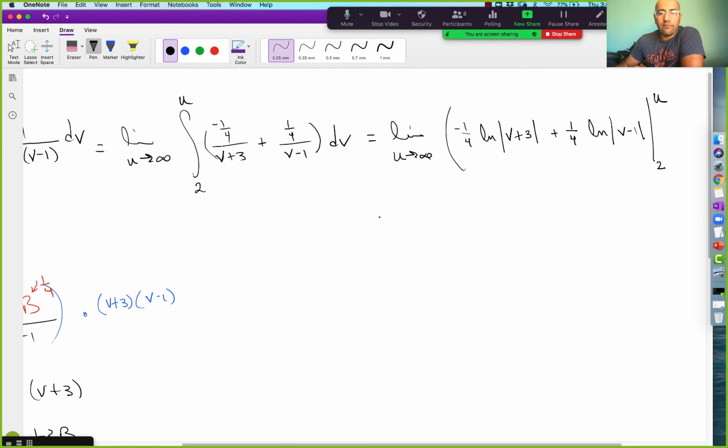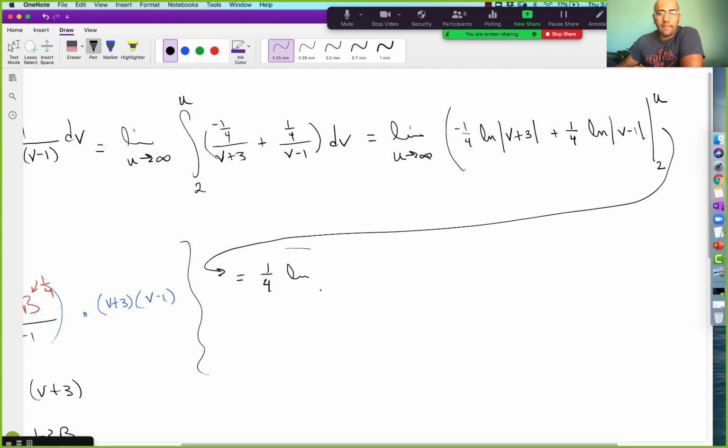Good. Okay, so we can factor out that 1/4. Let's put this over here and say that this is equal to positive 1/4 limit as u goes to infinity of, and then I'm going to switch these around since this is a minus here, the ln of v minus 1 minus ln of v plus 3, which is then equal to positive 1/4 the limit as u goes to infinity.